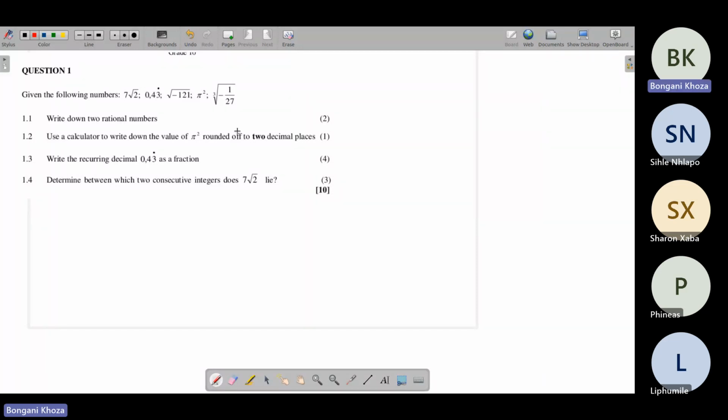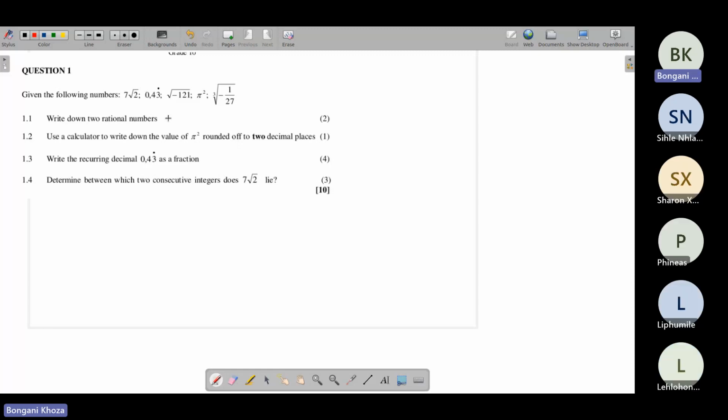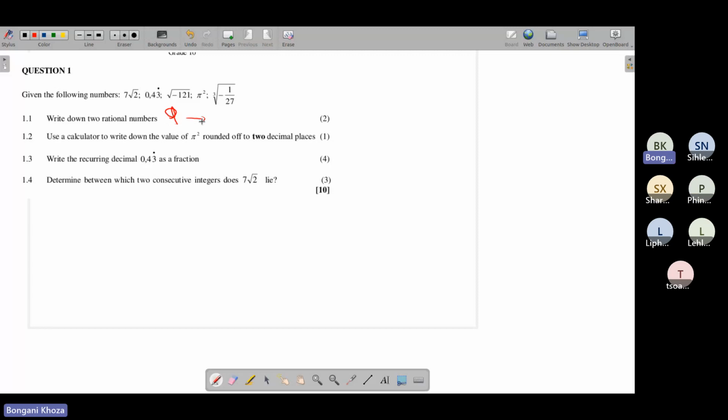So rational numbers, remember, we use the symbol Q for those. These are numbers that we can write as a over b, where b is not equal to 0. So that will count as our rational number: a number that we can write as a fraction.